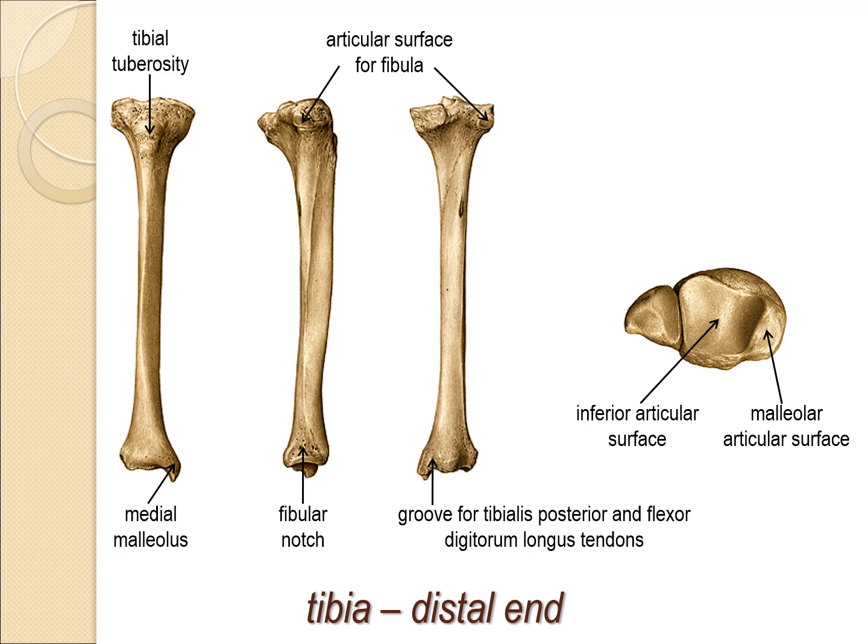Lateral surface of the lower end of tibia presents a fibular notch. At the posterior surface of the lower end is visible groove for tibialis posterior and flexor digitorum longus tendons. At the inferior surface of the lower end of tibia is visible articular surface named inferior articular surface. This surface articulates with the body of the talus.